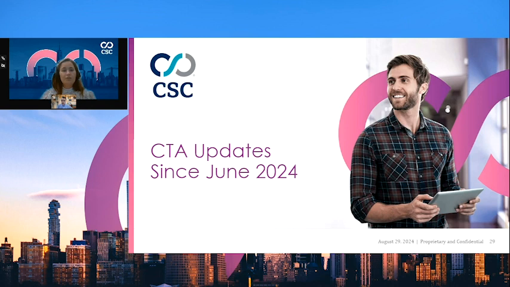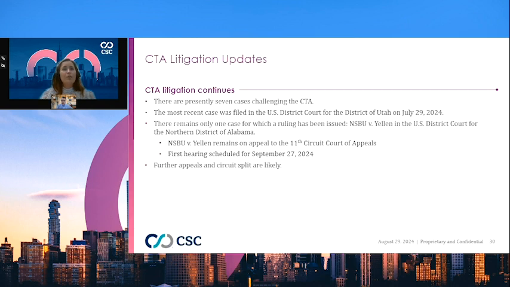So since June, there has been quite a bit of litigation activity over the CTA. In our March webinar, we discussed the then very recent ruling from the Northern District of Alabama, finding the CTA unconstitutional. The ruling enjoined FinCEN from enforcing the CTA against the plaintiffs in that case, but it did not affect the obligations of other non-party companies. Therefore, it leaves intact every other company's obligation to file by January 1st, 2025, if it's an existing company.